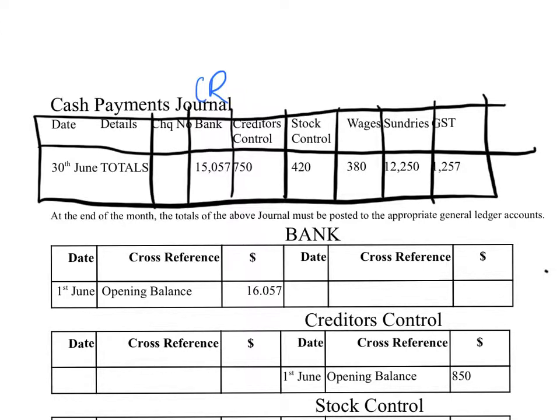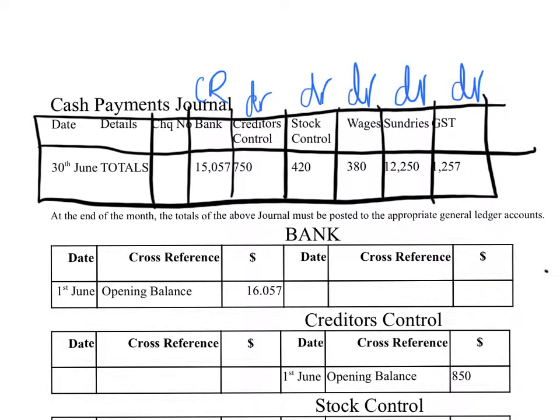Creditors control, when you pay them back, will decrease the liability. So liability decrease, creditors control, we write on the debit side. Stock control, when we buy stock, the asset's increasing, so it's a debit entry. Wages, expense increasing, debit entry. All the different sundry ones will also be debits, and GST clearing, the liability is decreasing, must be a debit entry. So that's the first thing that you need to do.